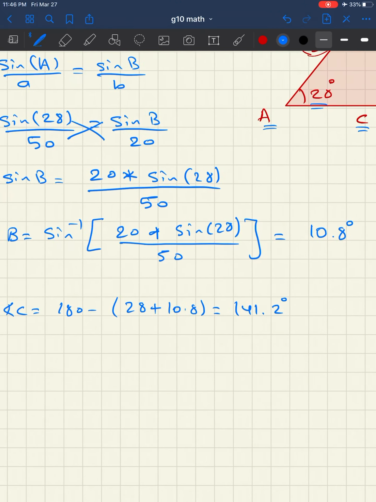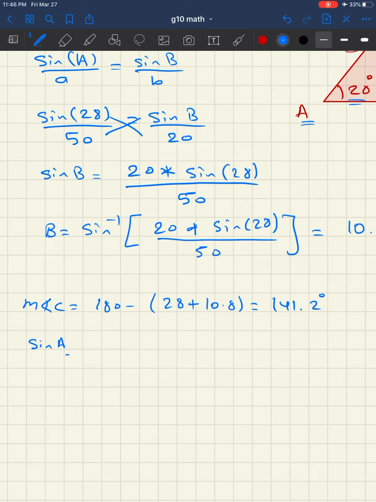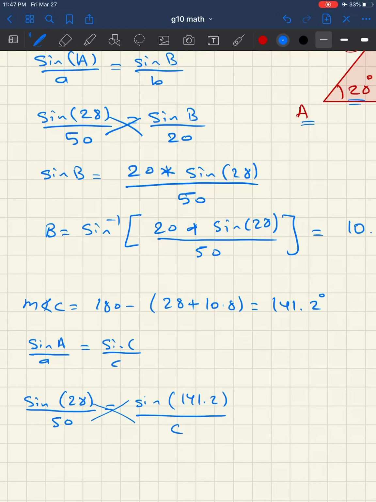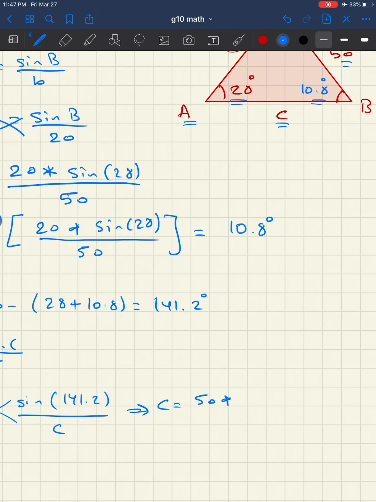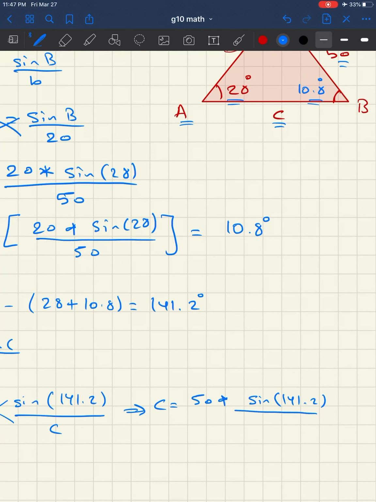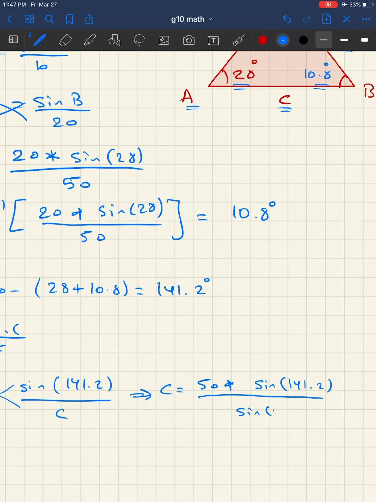I still have side C, which I can also calculate using the sine formula. I can say sine A over A, or you can use sine B if you want, equals sine C over C. So sine of 28 over 50 equals sine of 141.2 over C, which is what I'm looking for. Cross multiplying, C equals 50 times sine of 141.2 divided by sine of 28, which comes out to 66.8, and that's the length of side C.